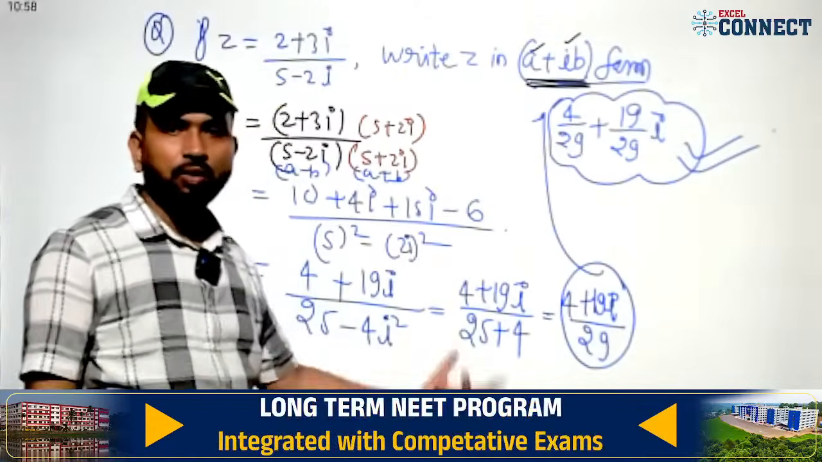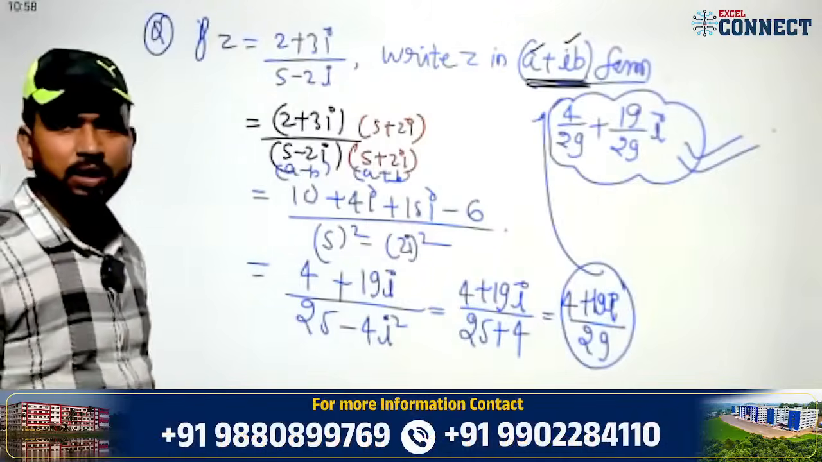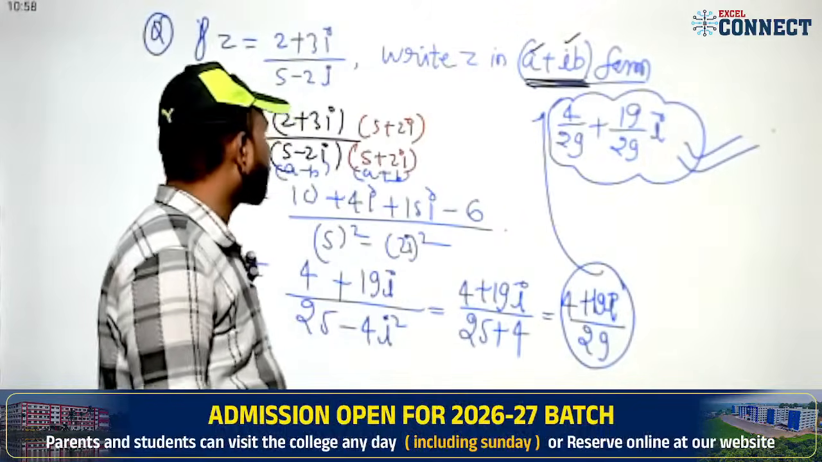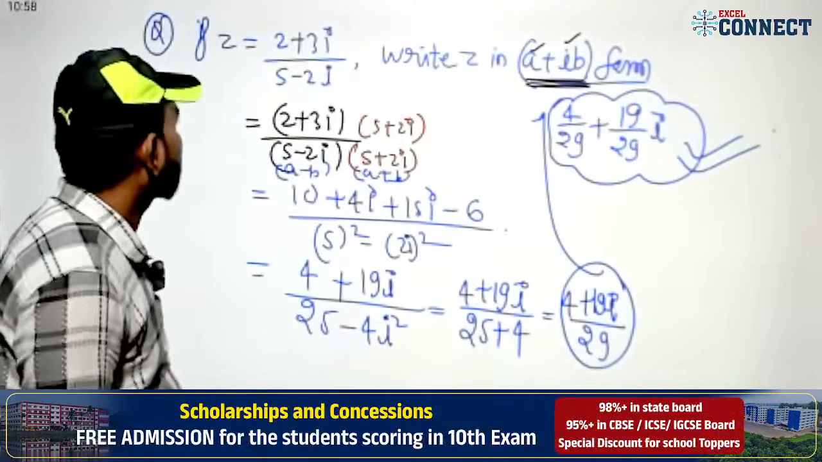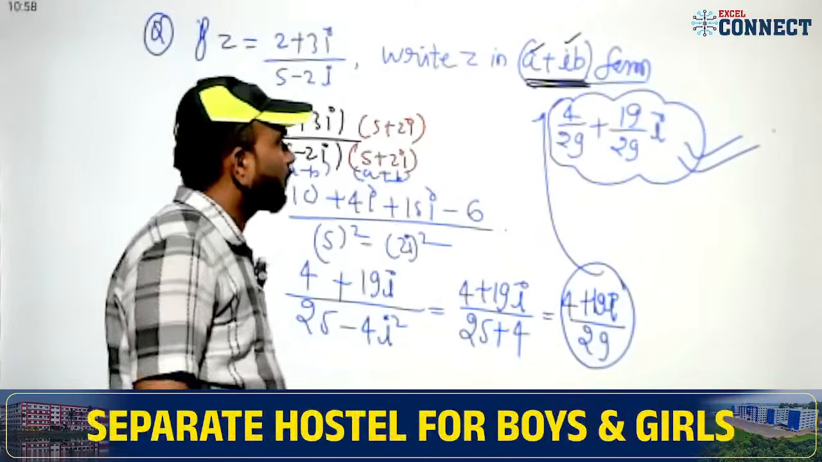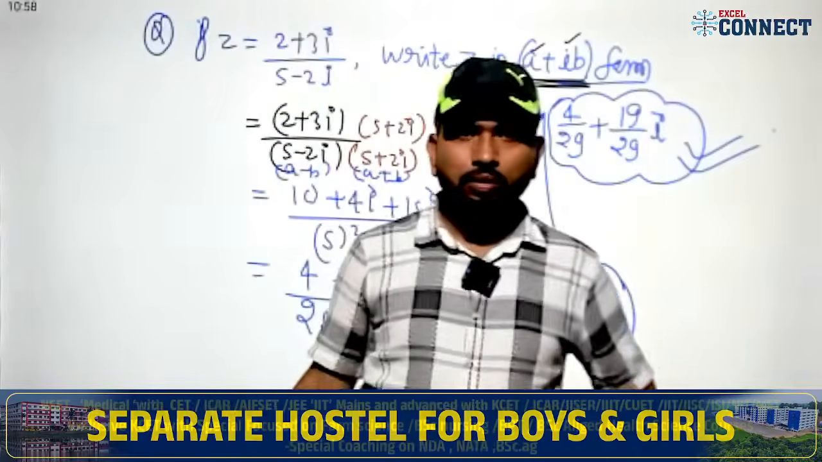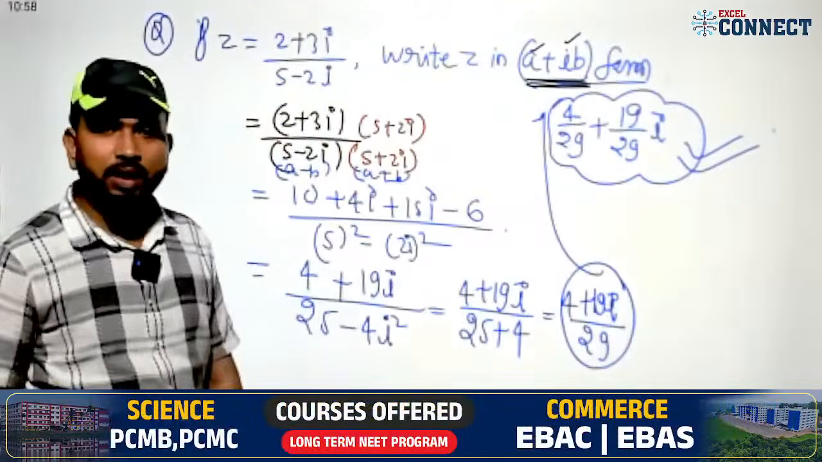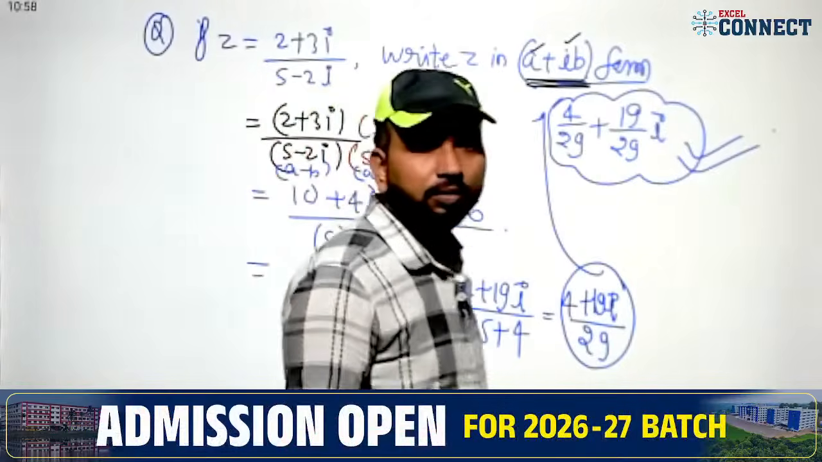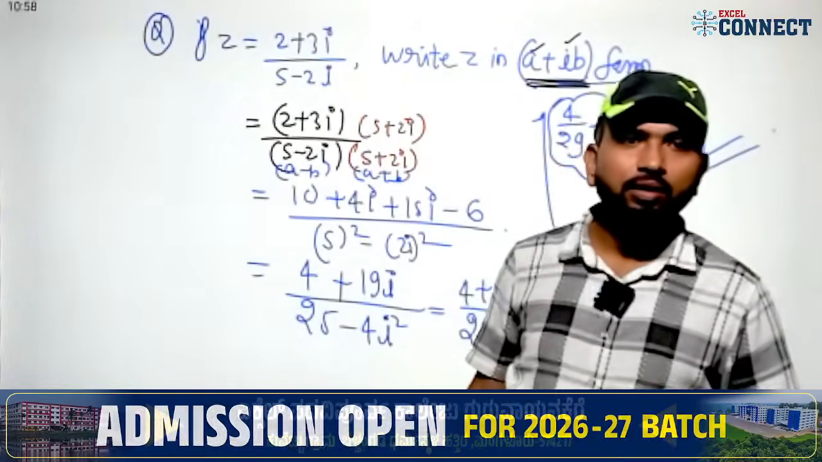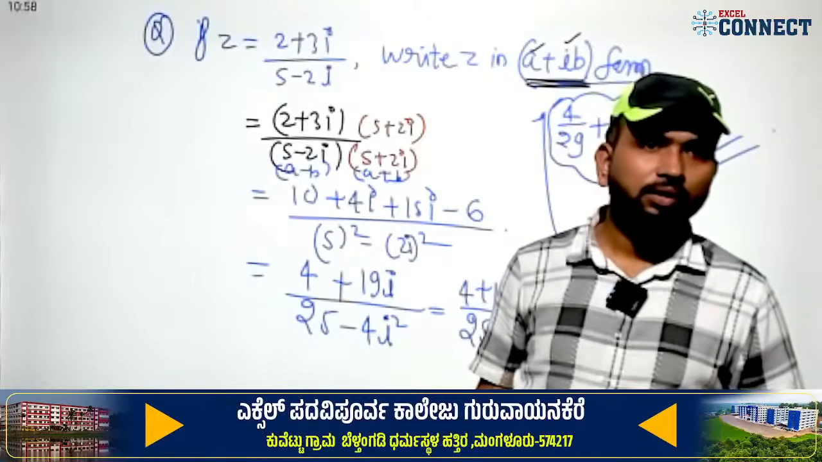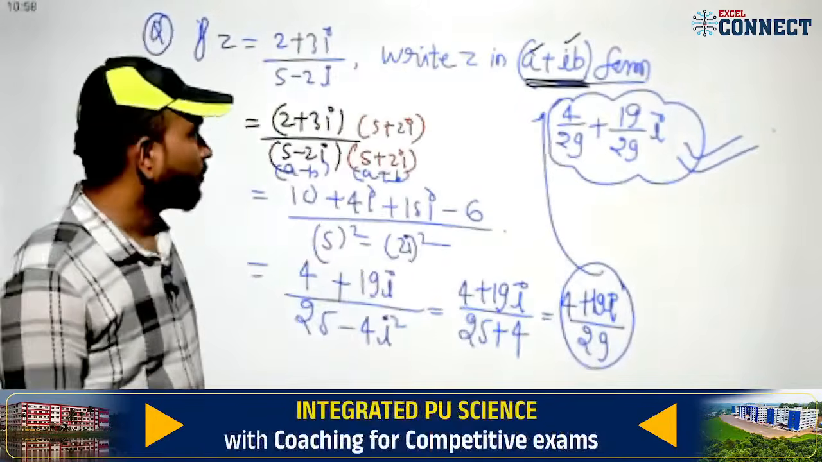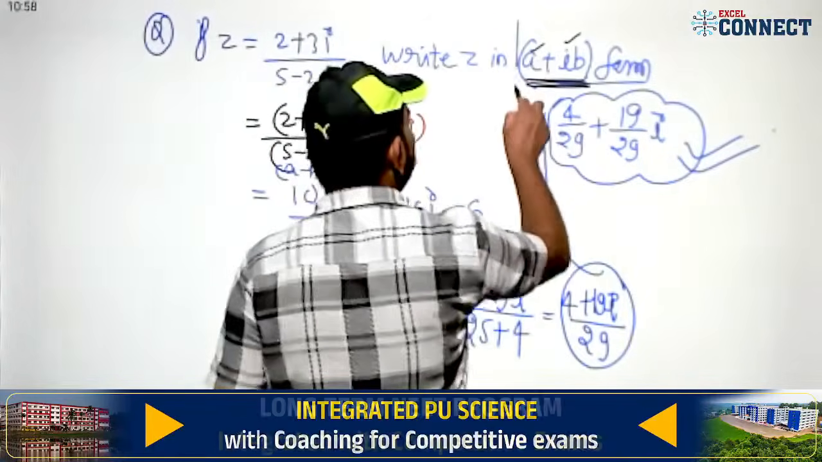Sir, what about the iota? Which iota? Iota I discussed in detail. So yes, 4 by 29, 19 by 29. Yes, yes, correct, your answer is correct. Very good. Yes, Jyoti, your answer is correct. Correct, good. So understand how to convert into the a plus ib form.